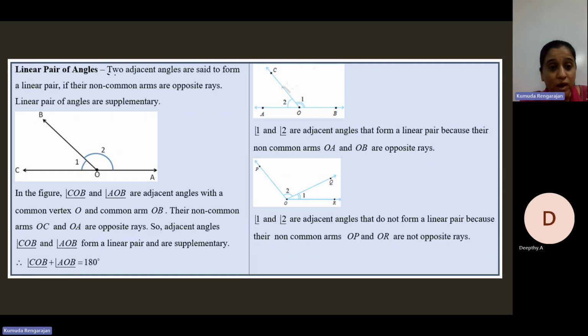That's why the definition says two adjacent angles, not two angles. Two adjacent angles are said to form a linear pair. So linear pair of angles are adjacent angles, but adjacent angles need not form a linear pair. If you have a linear pair of angles, then they are definitely adjacent angles. When we revise it again in the next class and keep using these terms, it will become easy for you. When you see things for the first time, it feels difficult to remember. It happens with everybody.